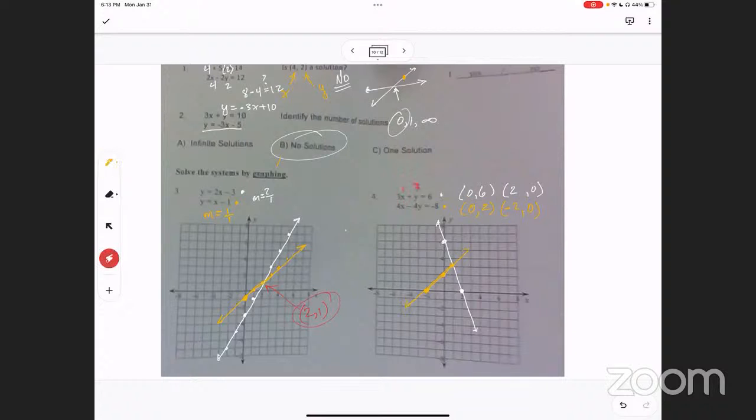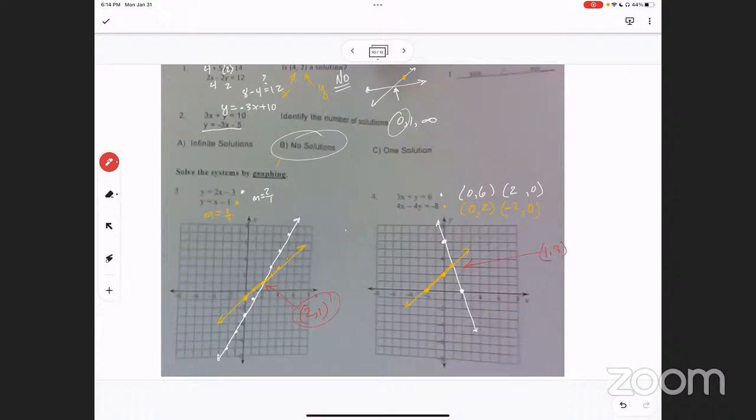Now let's just make sure that 1, 3 actually works in both of them. Plug in 1, 3. Does that work? 1 times 3 is 3 plus 3 is 6. Yep. And how about 1 times 4 minus 4 times 3? Negative 4 times 3 is negative 12. So what's 4 minus 12? 8. It's negative 8. Oh, yeah. So that works. So that is our solution. So the answer, I'll write it in red, is 1, 3.